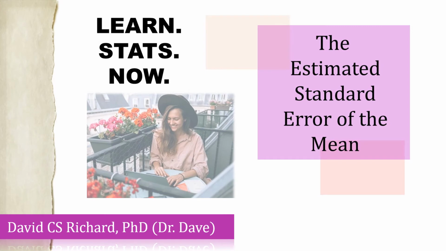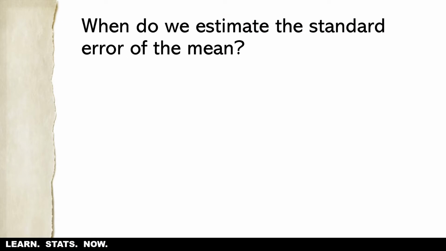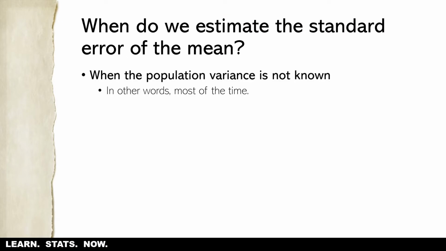Alright, well, in this video, we're going to talk about the estimated standard error of the mean. Now, when do we estimate the standard error of the mean? Well, we do that when the population variance is not known. In other words, that's most of the time. Most of the time, we do not know the variance in the population, so we have to estimate it.